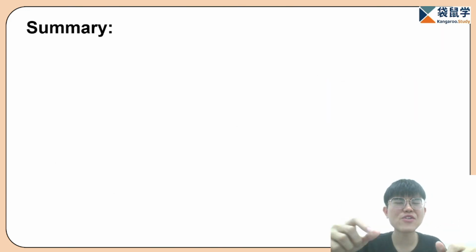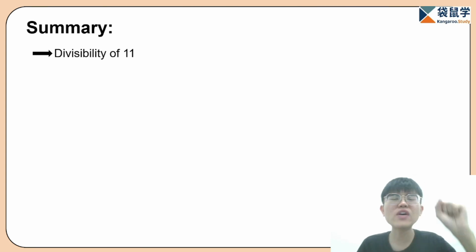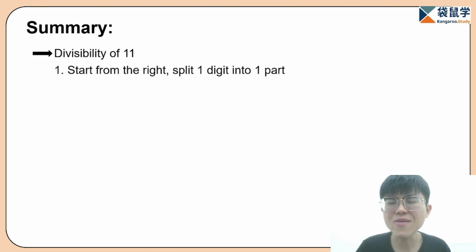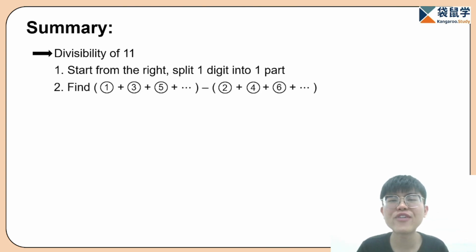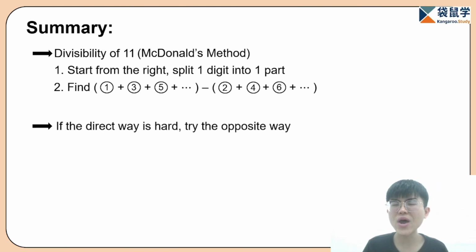Right, now let's summarize what we have learned in this question. So we are finding the divisibility of 11. So our first step is that we have to start from the right and then we split one digit into one part. And then the second thing, we have to find the difference between the odd and even parts. And this is what we call the McDonald method. And you can see here in this case, initially, we are finding the number that is not divisible by 11, right? But it is hard for us to do that. Then we try to find the number that is divisible by 11. So when the direct way is hard, you need to try the opposite way, right? So this is our summary here.